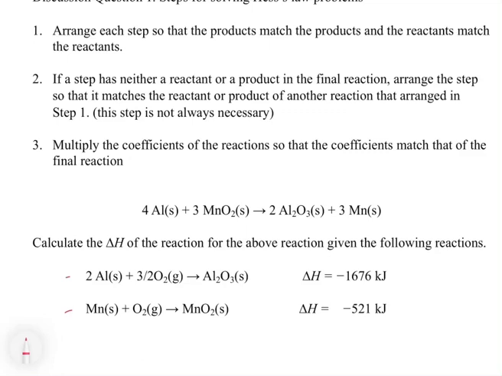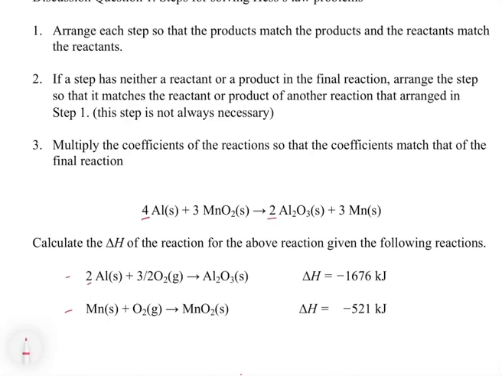For the first one, we have 2 aluminum plus 3/2 O2 goes to aluminum oxide. Now let's take a look at the reaction here. So I have 4 aluminum, but only 2 aluminum here. So my aluminum is correctly oriented. That is a reactant, so I'm probably going to leave this one the same. And look, Al2O3 is a product in the reaction that we're interested in. So we're going to leave this one the same, but we have to get it so that the coefficients match.